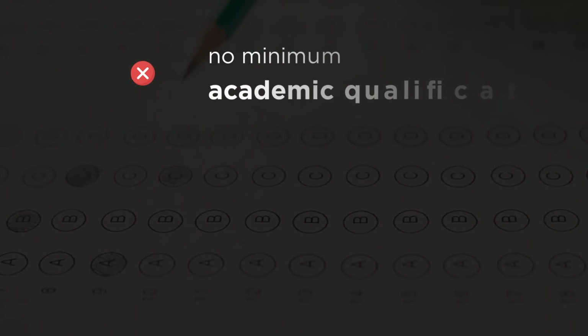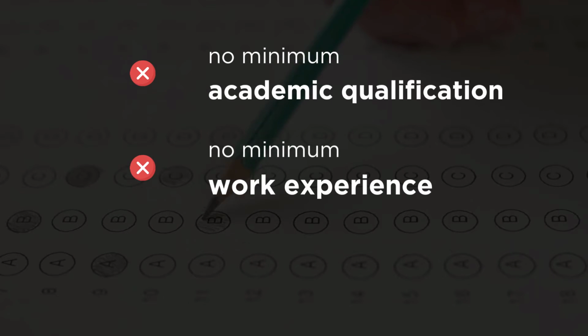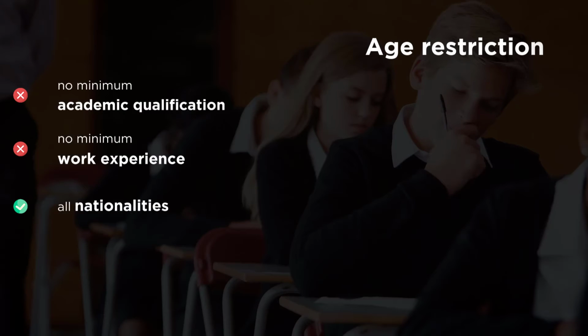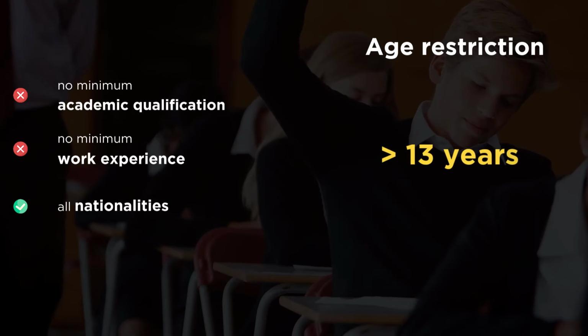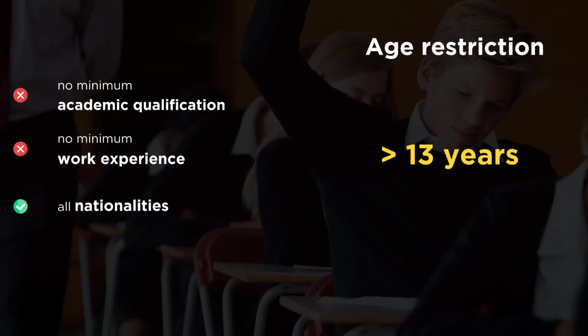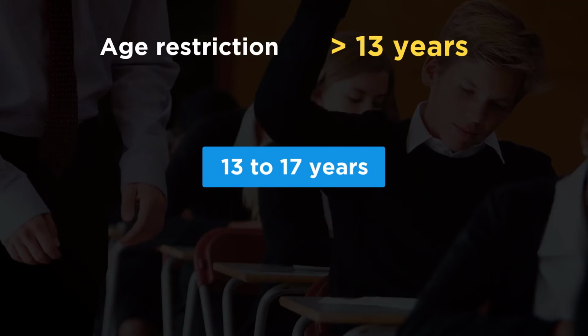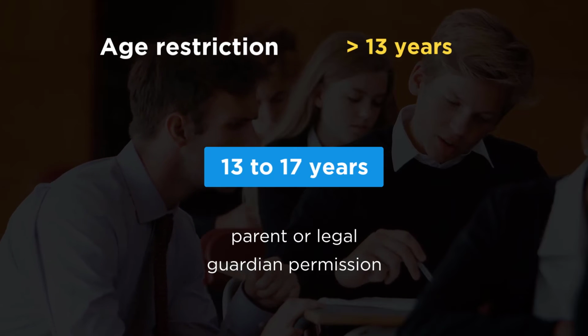There is no minimum academic qualification or work experience required to take the GMAT. Also, all nationalities can take the GMAT. When it comes to age as eligibility factor, if you're 13 years or above, you can take the test. There is no upper limit on age. However, if your age is between 13 and 17 years, you need your parent or legal guardian to sign the permission letter to allow you to take the test.